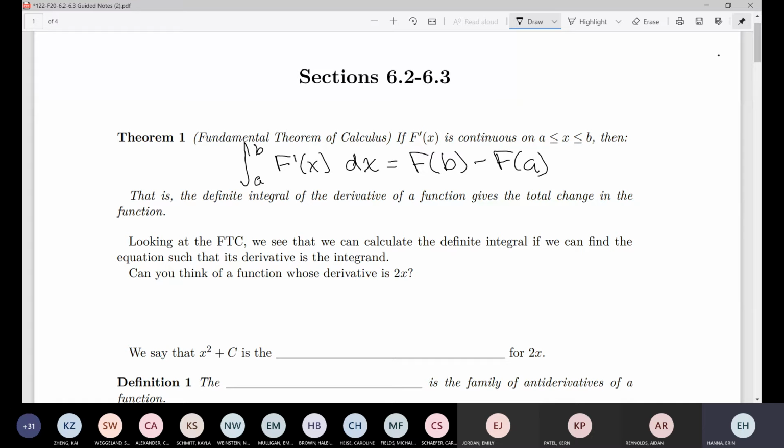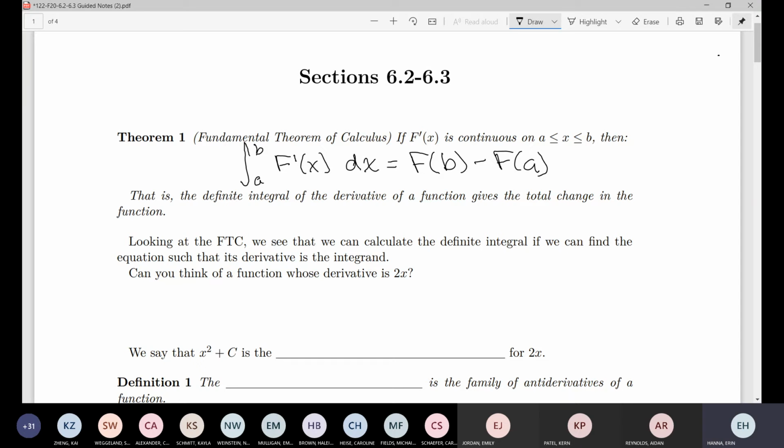Again, we're going to talk about it as total change a bit more later. But if you look at this, notice that the thing inside the integral, the integrand, is a derivative, and the thing on the right is a regular function. So if we can find some function such that its derivative is the integrand, we can actually calculate these by hand. If I can find that original function from the derivative, I'd be able to calculate that by hand.